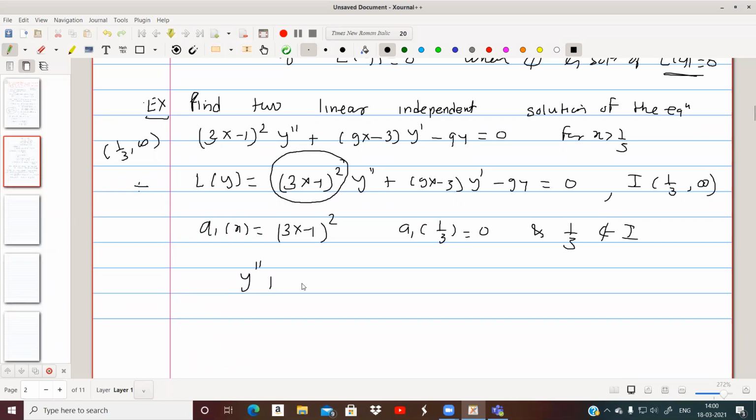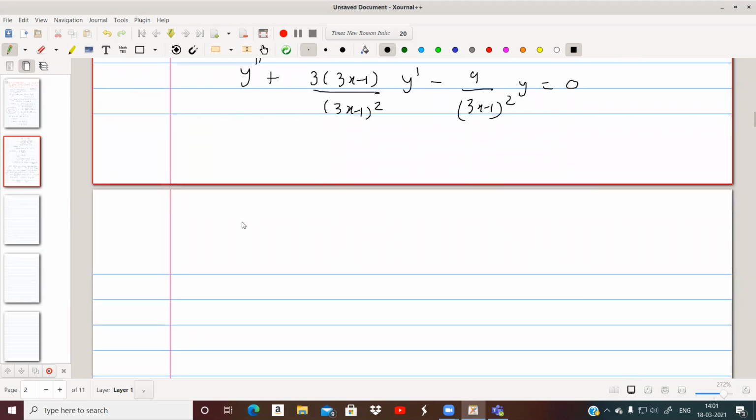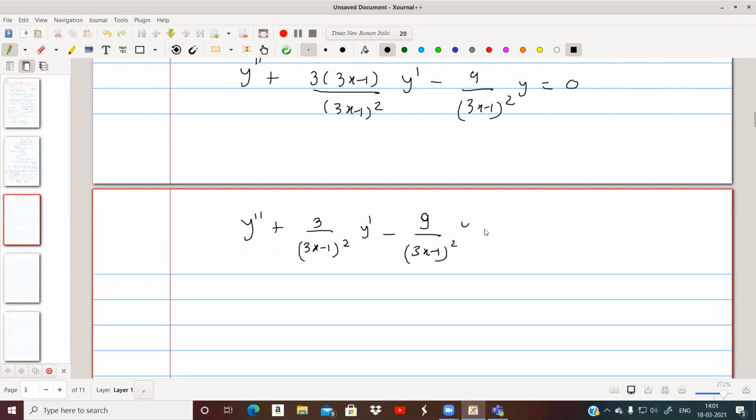So this differential equation can be obtained by dividing this expression. Y double dash plus, taking common, (3x minus 1) divided by (3x minus 1) square. This will never be 0 here. It is 0 only at this point. Y dash minus 9 upon (3x minus 1) square into y. So we get the equation y double dash plus 3 upon (3x minus 1) y dash minus 9 upon (3x minus 1) square y.